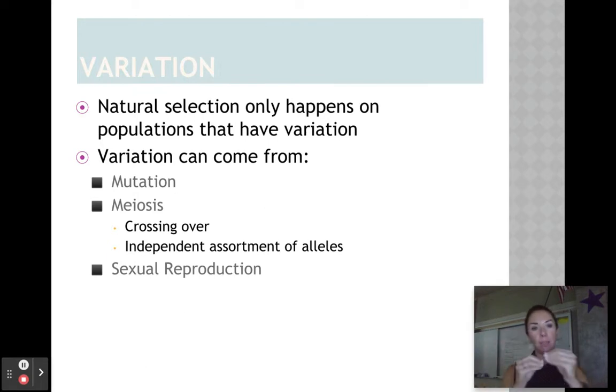Now going back to that variation, how I have the green and the blue, right, is for a couple different reasons. First of all, I get half from mom, I get half from dad. Another way that I might have those 2 different variations is we call it sporadic mutation, right?